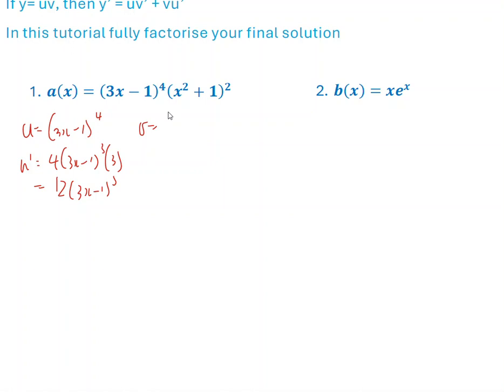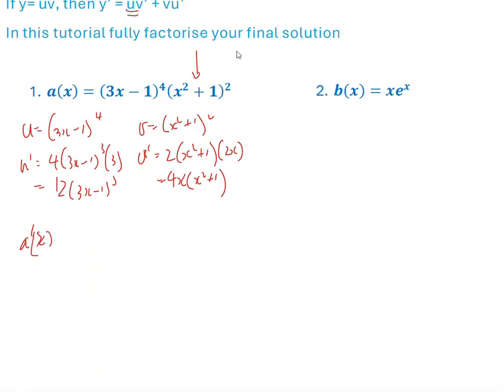And v is this expression here, which is (x^2 + 1)^2. So v dash is going to be 2(x^2 + 1) times 2x. The derivative of x^2 + 1 is 2x, to give you 4x(x^2 + 1). So a dash of x is going to be u times v dash. So u times v dash is going to be 4x, and I'm going to put them in order.